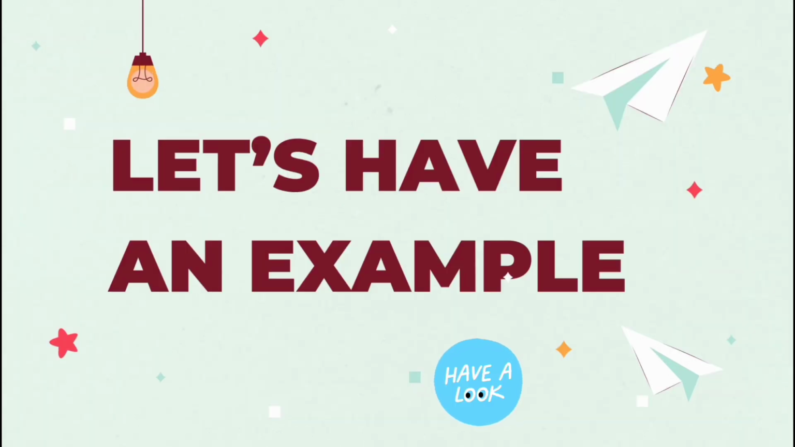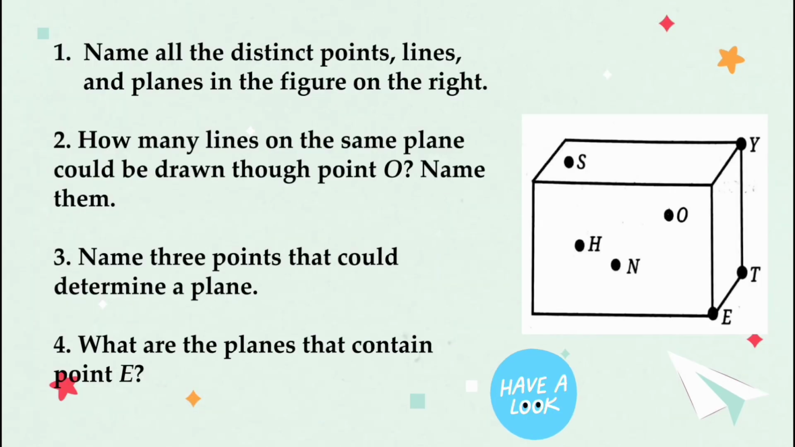Let's have an example. Number 1. Name all the distinct points, lines, and planes in the figure on the right. Number 2. How many lines on the same plane could be drawn through point O? Name them. Number 3. Name three points that could determine a plane. Number 4. What are the planes that contain point E?